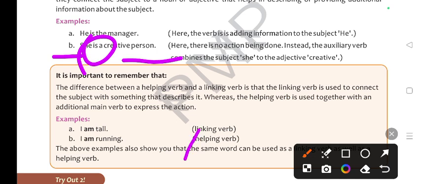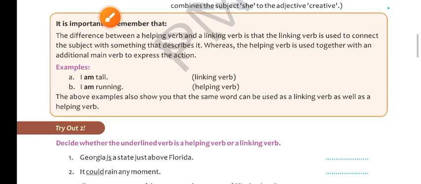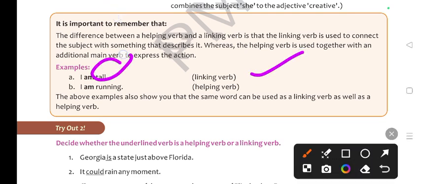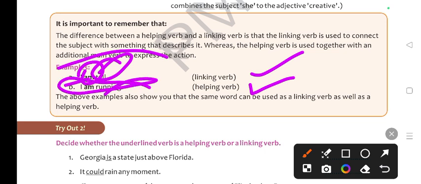It's important to remember that the difference between a helping verb and a linking verb is that a linking verb is used to connect the subject with something that describes it, whereas the helping verb is used together with an additional main verb to express the action. For example, I am tall. I'm tall. So here tall is an adjective and I is the subject. So here am is used as a linking verb. Now let's understand the second example. I am running. It is an example of present continuous tense, and here it is a helping verb.